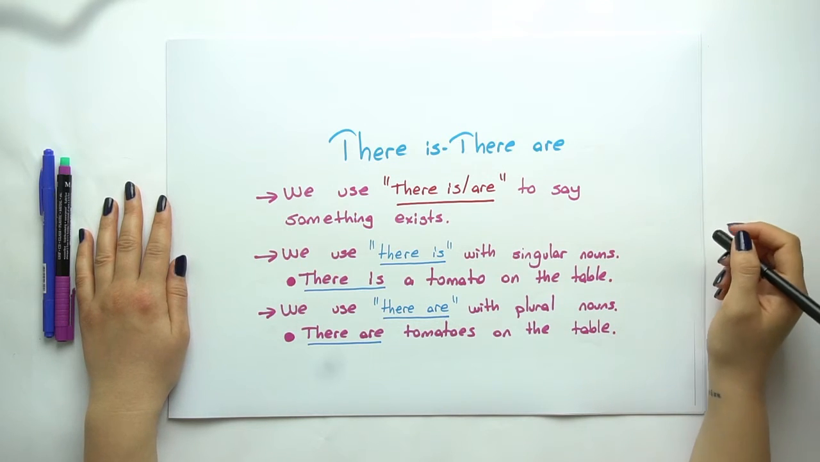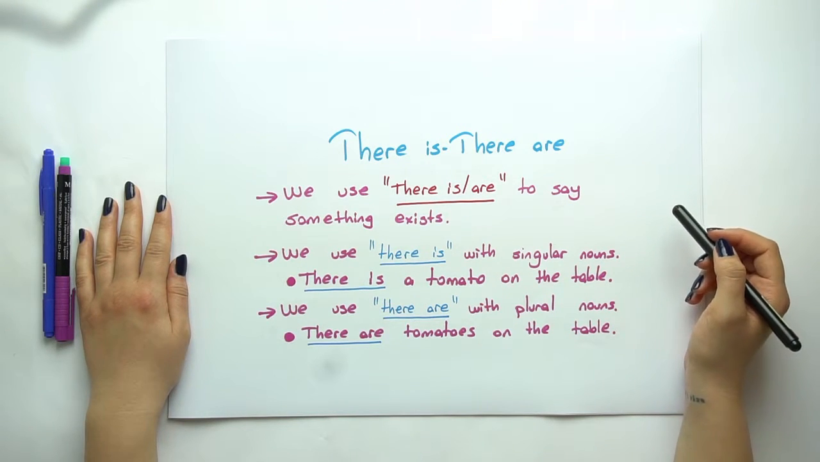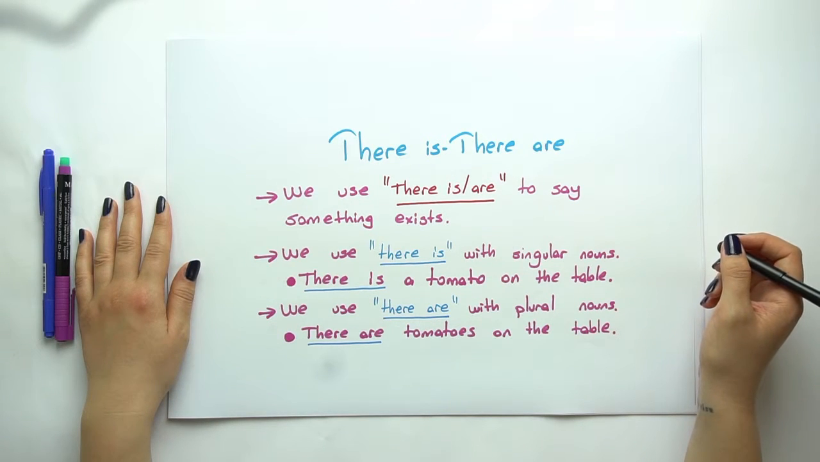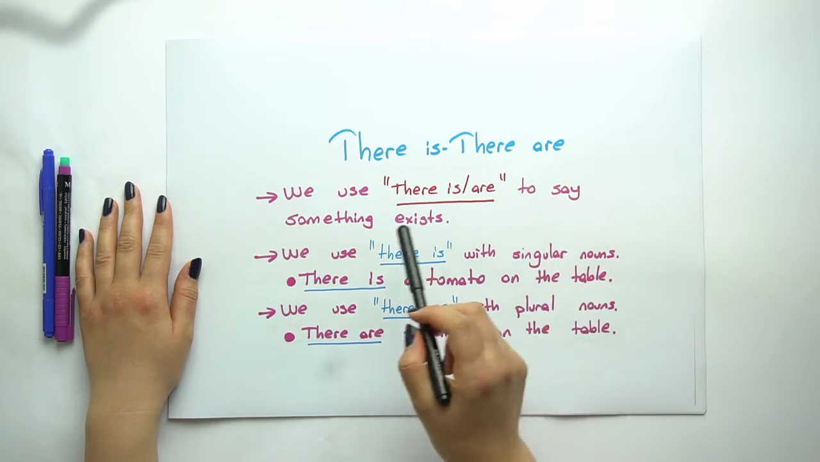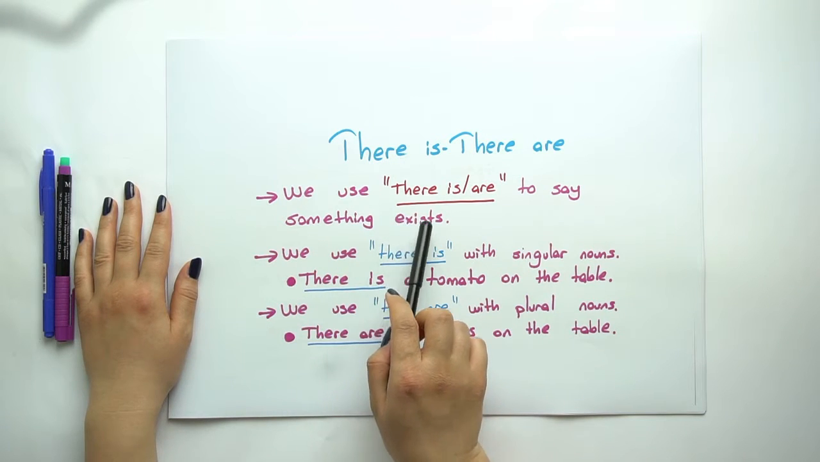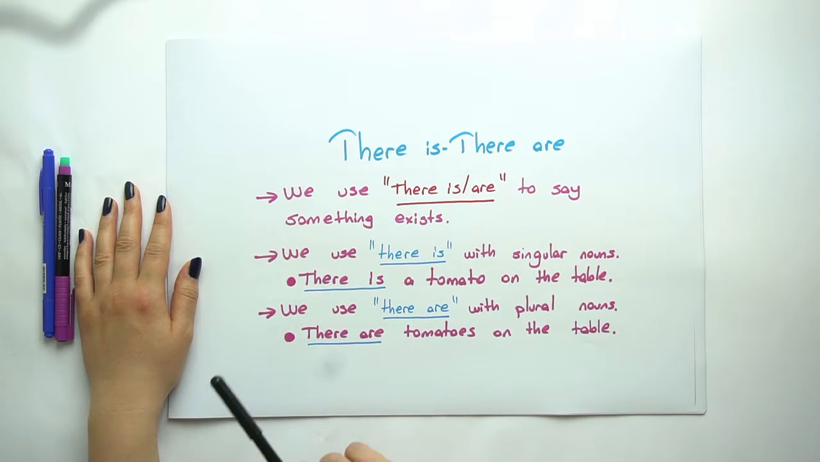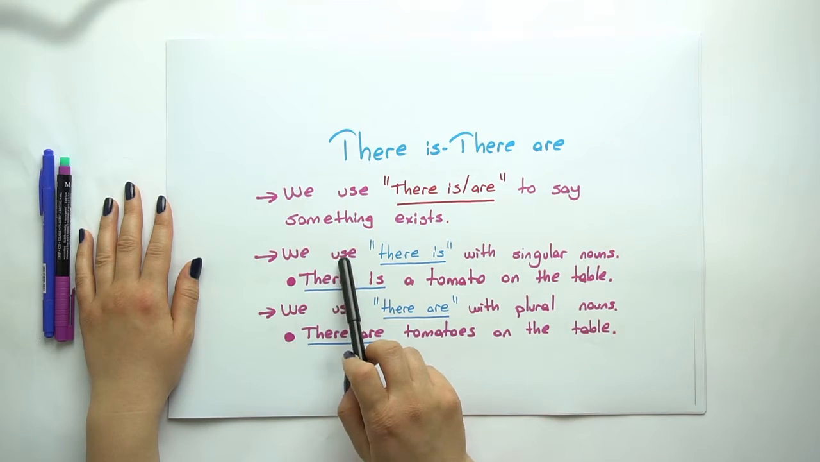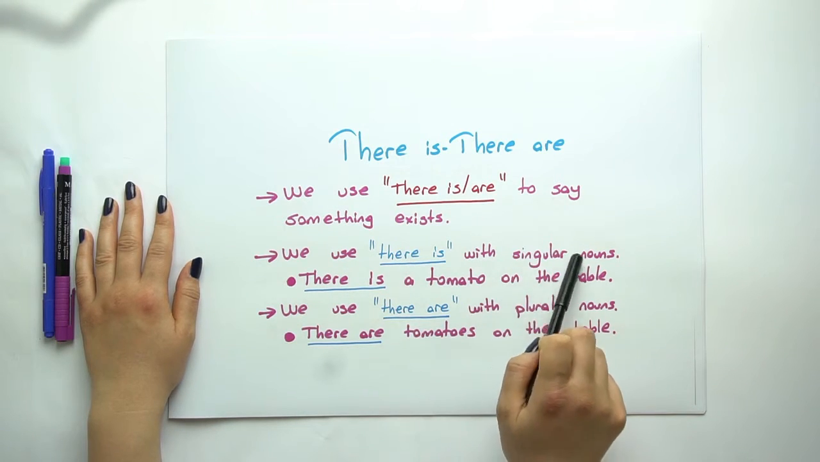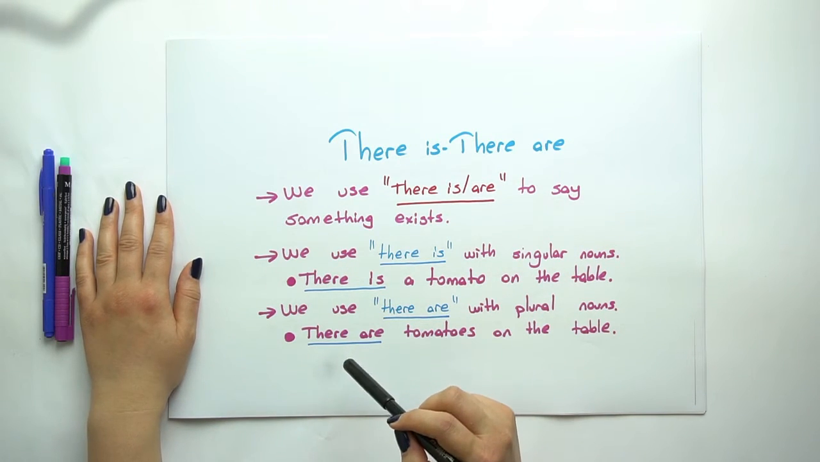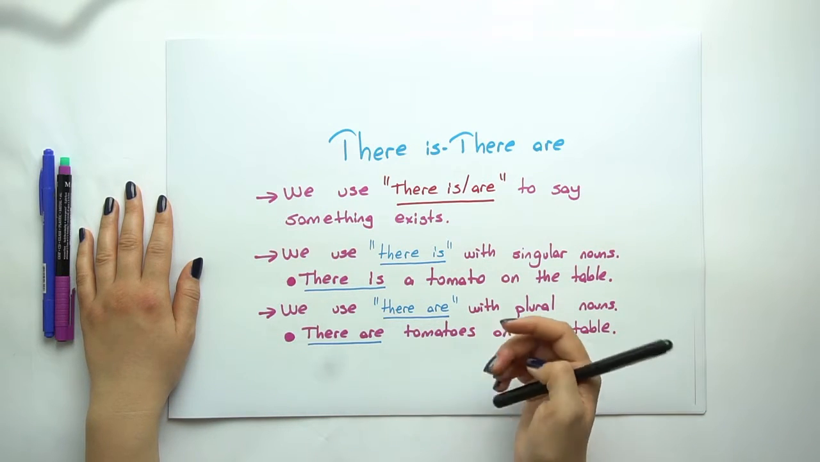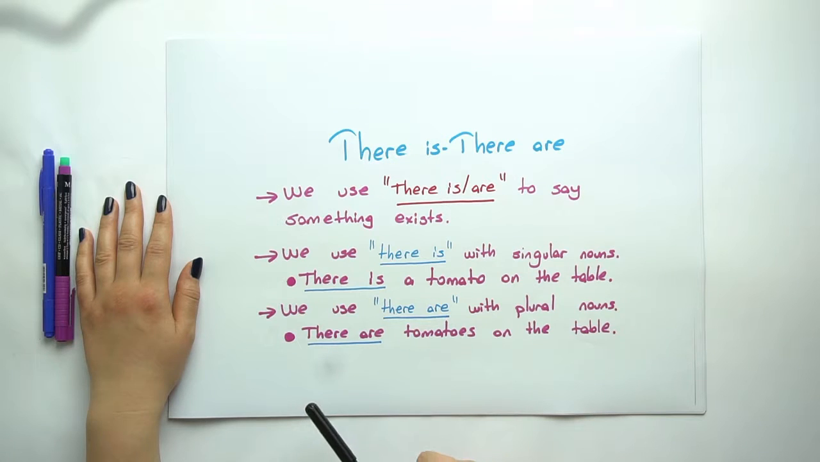Now, we will continue with there is and there are. We use there is and there are to say that something exists. So, we use there is with singular nouns. We always use there is with singular nouns. Remember, when we say singular, it means only one.